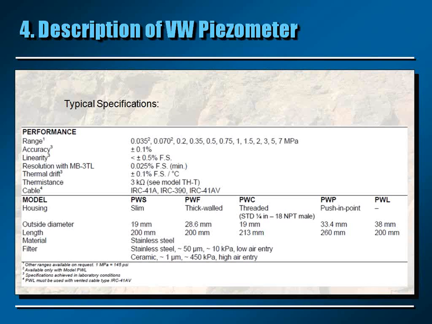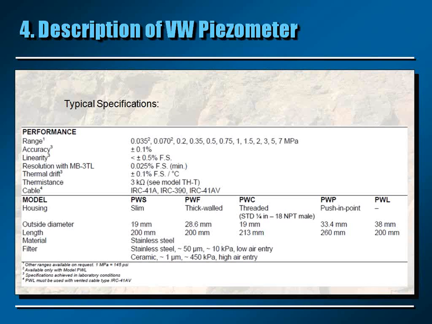Which means that, for instance, if you select a 200 kPa range piezometer, the accuracy being 0.1% full scale, this means that the maximum absolute error will be 0.2 kPa. But if you select a 1000 kPa range piezometer, the maximum error will be 0.1% of 1000, which is 1 kPa.